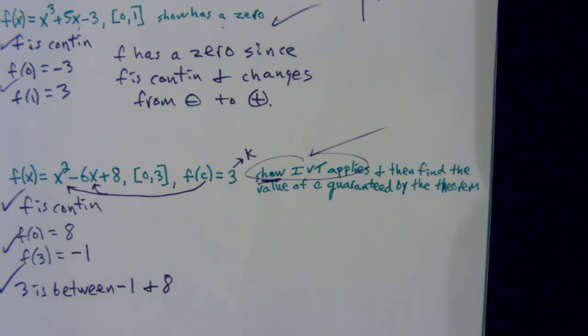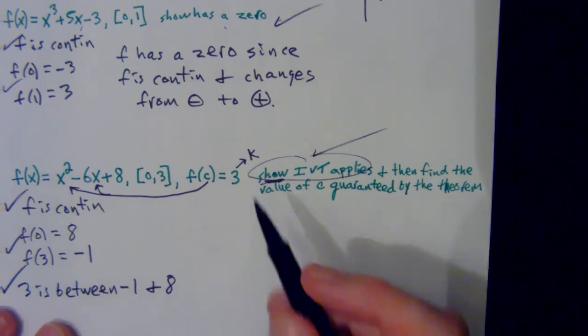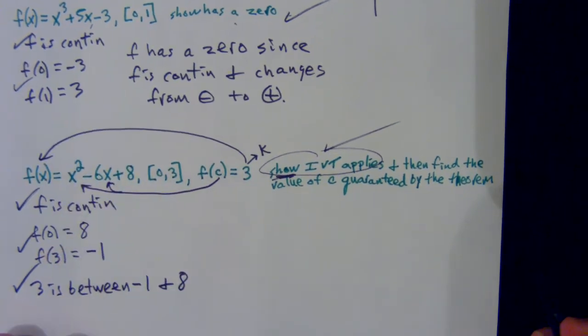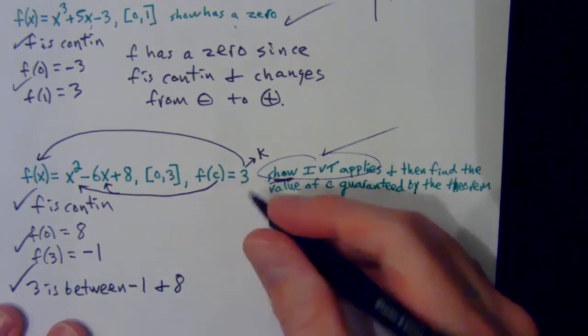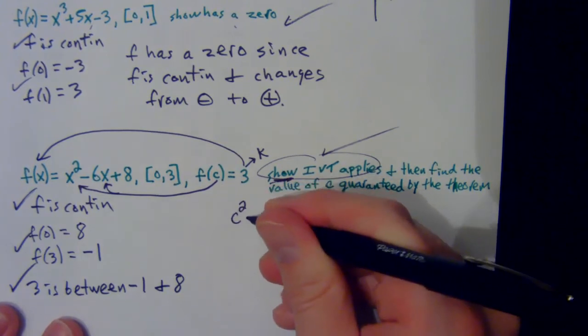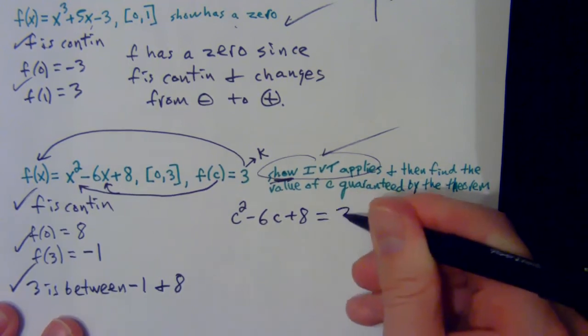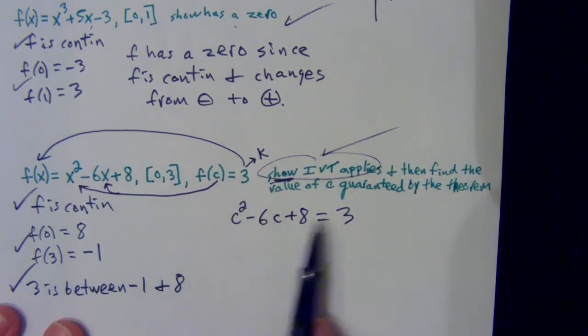Now, you can leave it as x's or you can change it to c's. I don't care. But the main thing is this 3 is the y value. So I'm just going to leave it. I guess we could use the c's there, or you can use x's. It doesn't matter. So I'm going to go c squared minus 6c plus 8 is equal to 3. You're going to set that function equal to 3.